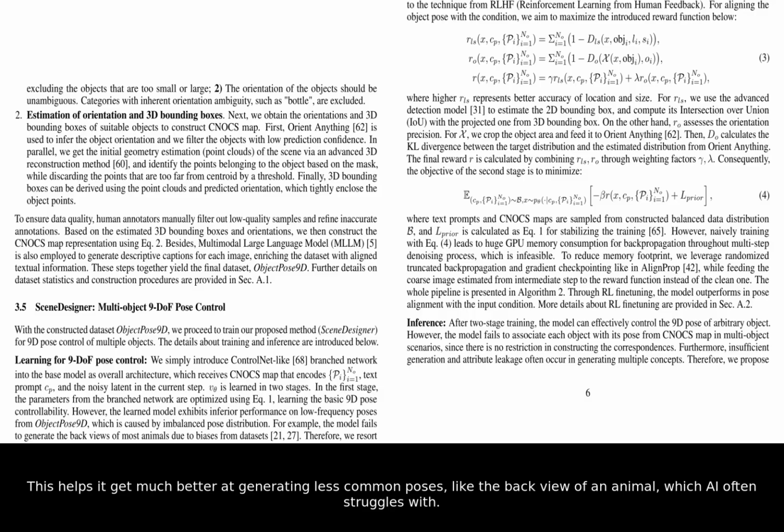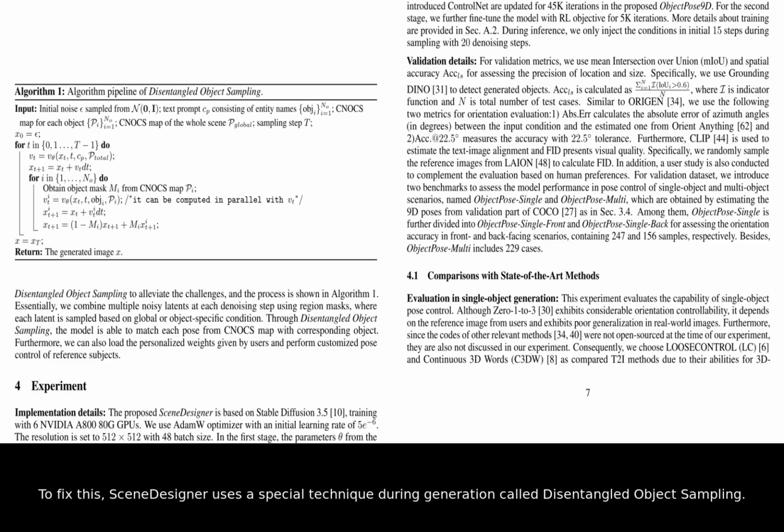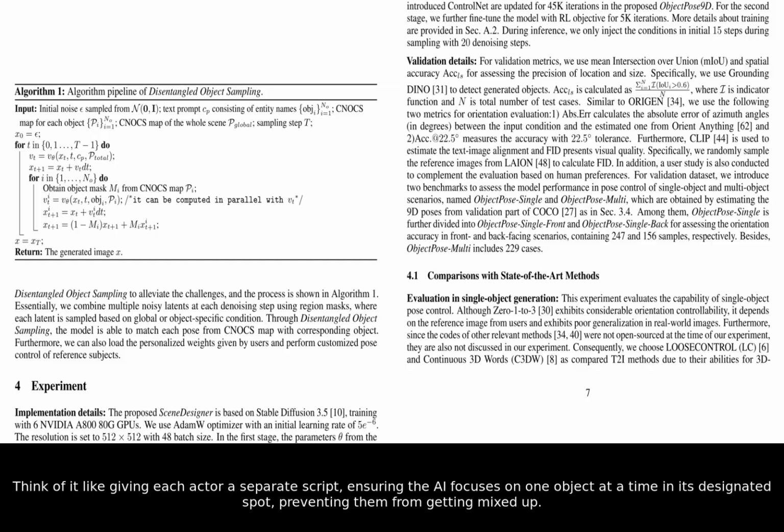When generating a scene with many different objects, AI can sometimes get confused and blend their features together. To fix this, SceneDesigner uses a special technique during generation called disentangled object sampling. Think of it like giving each actor a separate script, ensuring the AI focuses on one object at a time in its designated spot, preventing them from getting mixed up.